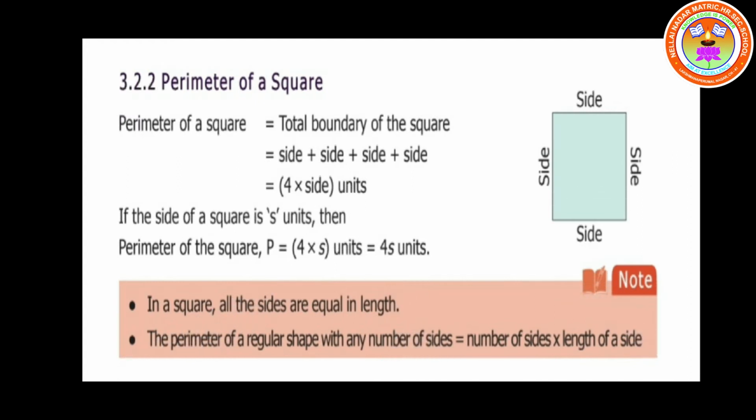Next, the perimeter of a square. The perimeter of a square is equal to the total boundary of the square, which is equal to side plus side plus side plus side, because in a square all 4 sides are equal in length. If the side of a square is S units, then the perimeter of the square P is equal to 4 into S units, which is equal to 4S units. The perimeter of a regular shape with any number of sides is equal to the number of sides into the length of a side.